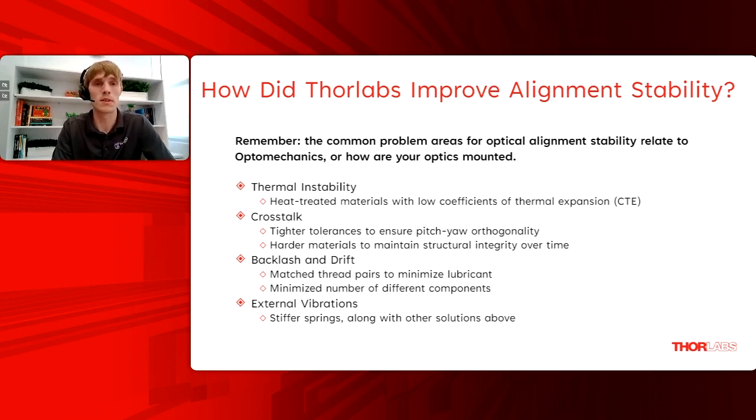For backlash and drift, matched thread pairs, where the adjuster screws meet the back plate or a bushing of a mount, are matched to minimize lubricant, and we also minimize the number of different components, as more components can lead to more potential problem areas and more degrees of freedom. When it comes to external vibrations, stiffer springs are used along with some of the other solutions mentioned above. Ultimately, hours of extensive research, multiple design efforts with sophisticated design tools like finite element analysis software, and months and years of rigorous testing around each of these key problems went into choosing the best components to give that ideal solution for ultra-stable performance.